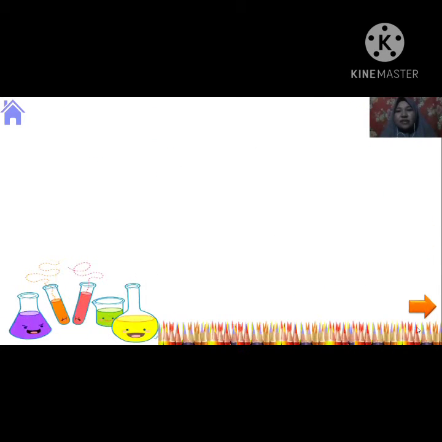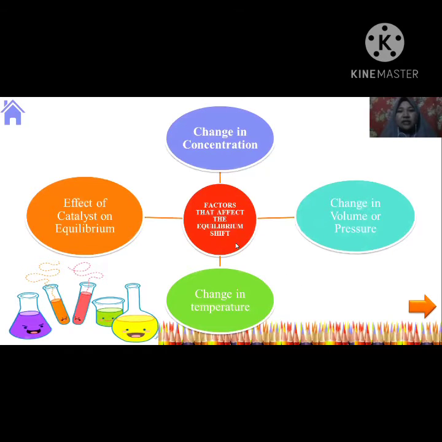Okay, the next is the factors that affect the equilibrium shift. There are four factors that affect the equilibrium shift. The first is change in concentration. The second is change in volume or pressure, the third is change in temperature, and the last one is effect of catalyst on equilibrium.